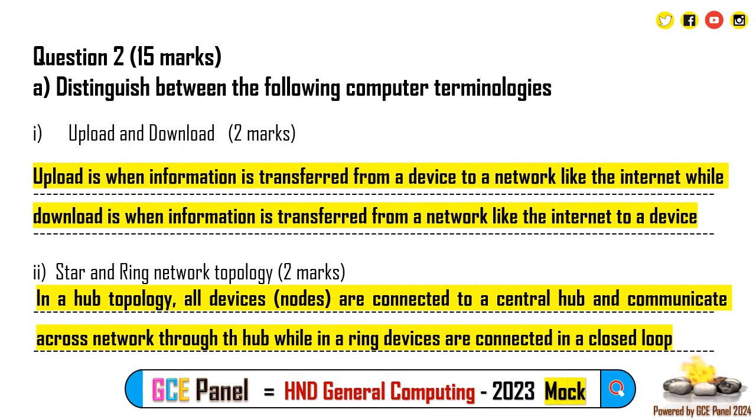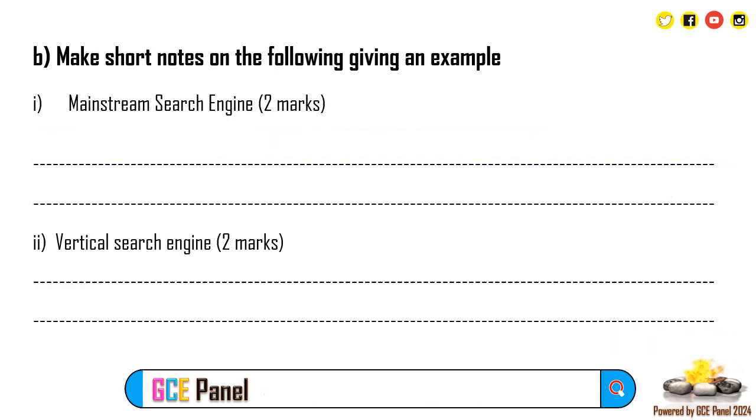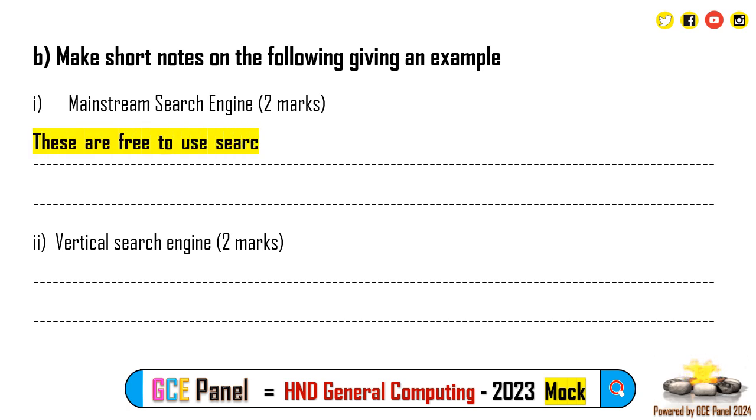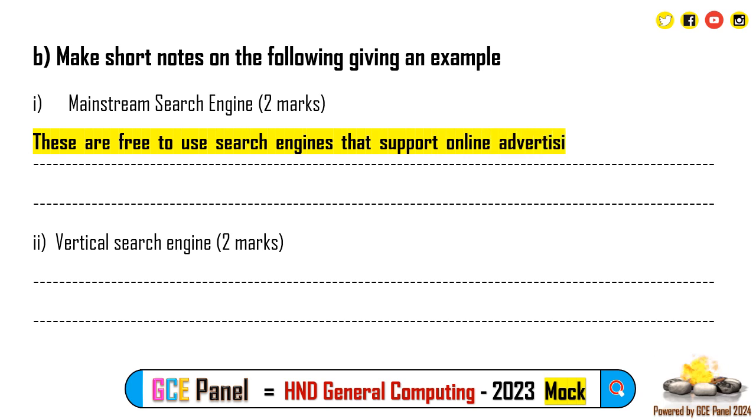The next part of the question, B part. Make short notes on the following, giving an example: mainstream search engine, vertical search engine. So this question is on search engines. For mainstream, they are free to use search engines that support online advertising. Example is Google, Bing, Yahoo, and so on. So any search engine that is free, these are the two conditions. It must be free and must support online advertising. Then you say it's a mainstream search engine. Examples are Google, Bing, Yahoo, and so on.